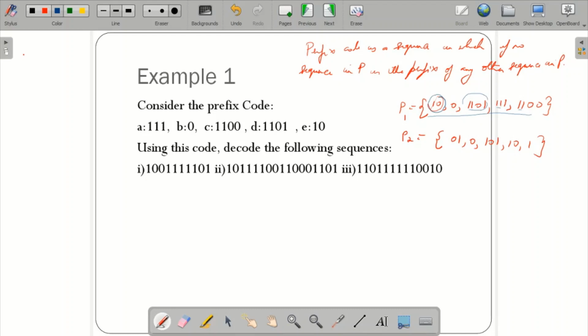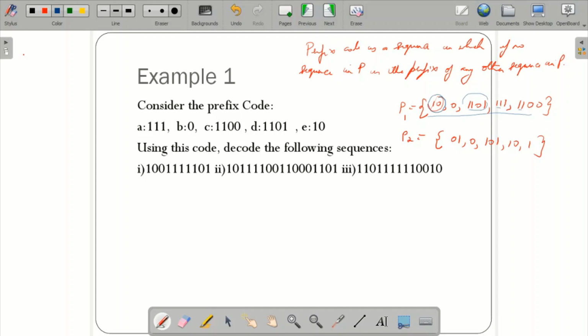Now here they have told us to consider the prefix code A 11, B 0, C 1100, D 110 and E 10. Using this code, decode the following sequences. Decode in the sense you need to put the alphabetical letters. So the first one we need to split. It is already a prefix code, so obviously there should not be any prefix of these. You can see 0 is not there anywhere as a prefix, and 111 is not there anywhere as a prefix, and 10 is not there anywhere as a prefix. So these all are the prefix code.